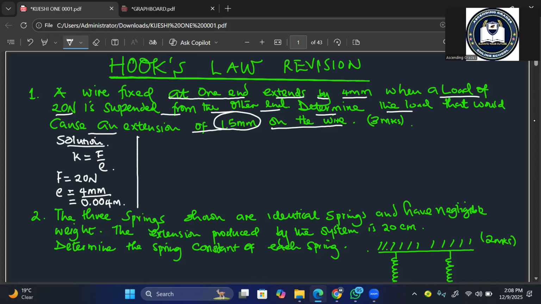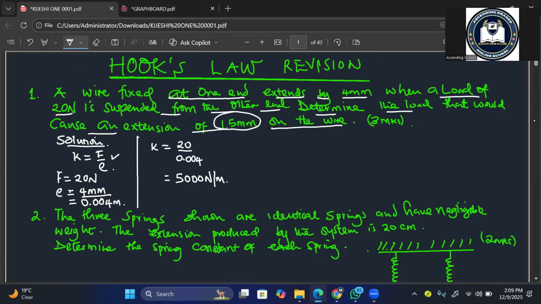Now you can substitute the values in this equation, where you can say our K will be given by a force of 20 divided by 0.004. Then in this case, from computing, you'll get 5,000 Newton per meter. That will be the spring constant.